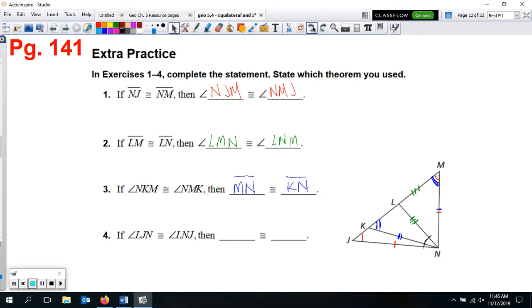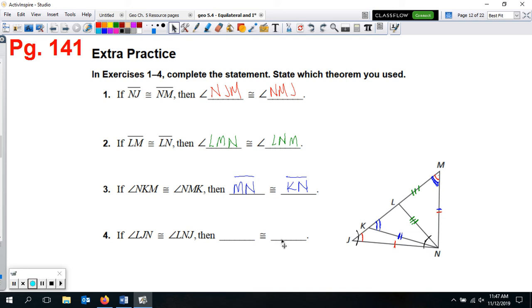So these angles are showing us that they're congruent. So LJN, oops, go back there. So we have LJN, so L is where? Here. LJN, so it would be this angle here at J. And LNJ, so LNJ, we're looking at this triangle again right here.